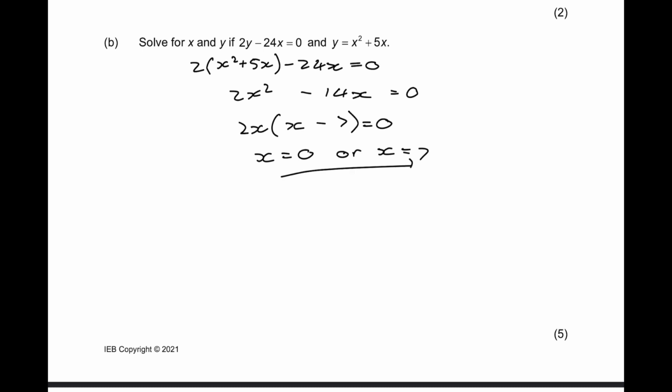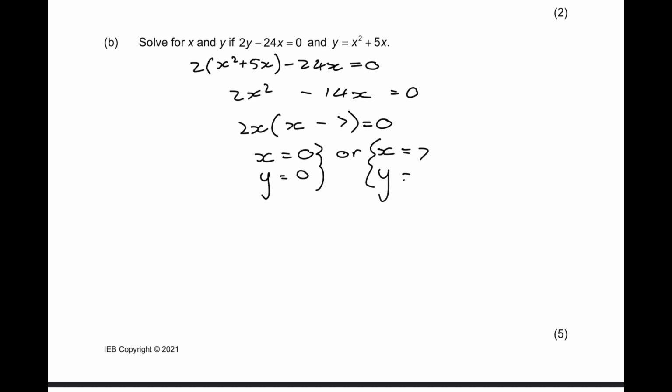But here's the crucial mistake that a lot of people make. They leave the solution there, and that's obviously incorrect because it says solve for x and y, and we've only solved for x. So we now need to find the corresponding values of y for each value of x. To do so, we can simply substitute the value of x into one of these equations. Let's substitute x equal to 0. If we do so, we see that y is equal to 0 squared plus 5 times 0, which is, of course, y equal to 0.